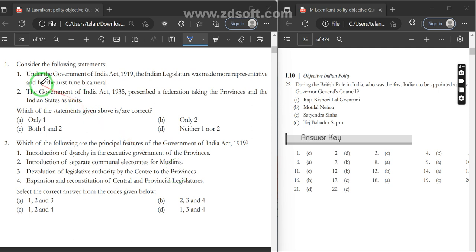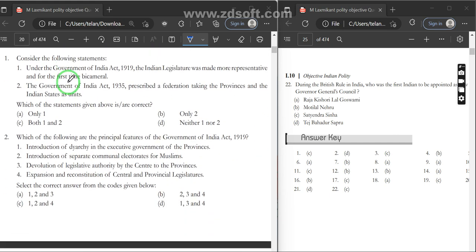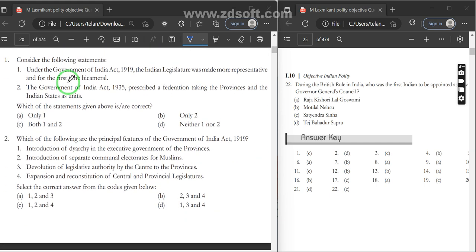Now let's see. Consider this is the first chapter, historical background. There are roughly 22 questions. Let's solve them. First question. Under the Government of India Act 1919, the Indian legislature was made more representative and for the first time bicameral. First option is right. And Government of India Act 1935 prescribed a federation. Yes. Taking the provinces and the Indian states as union. Yes, that is true. But it does not come into force.